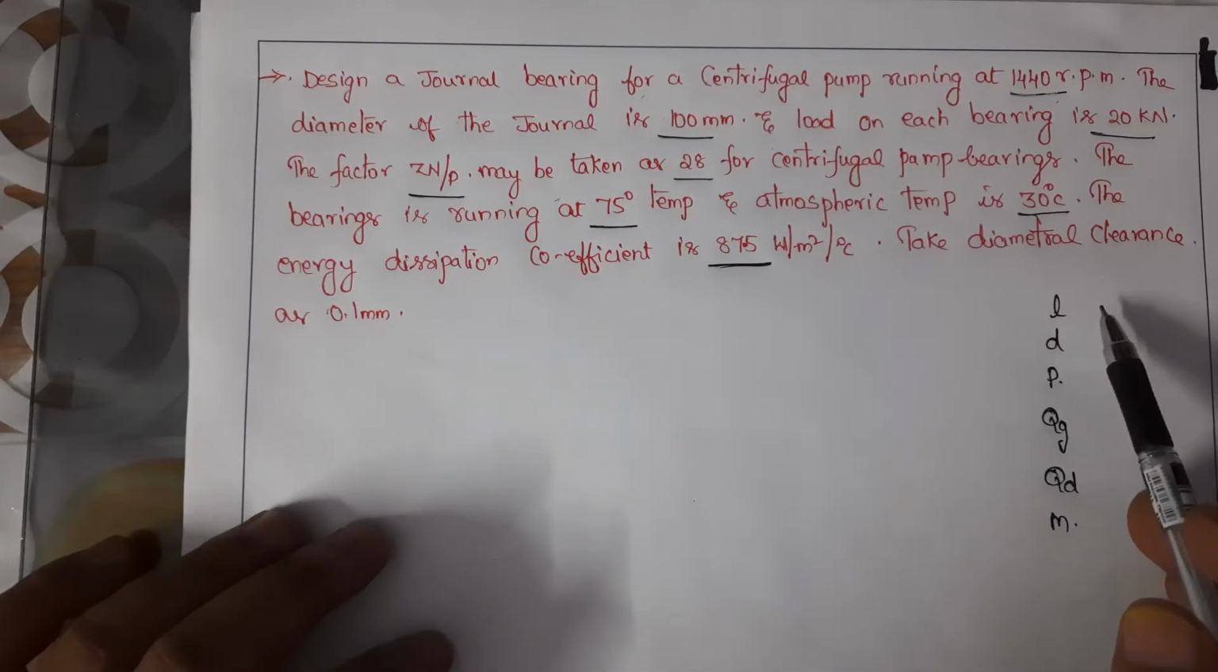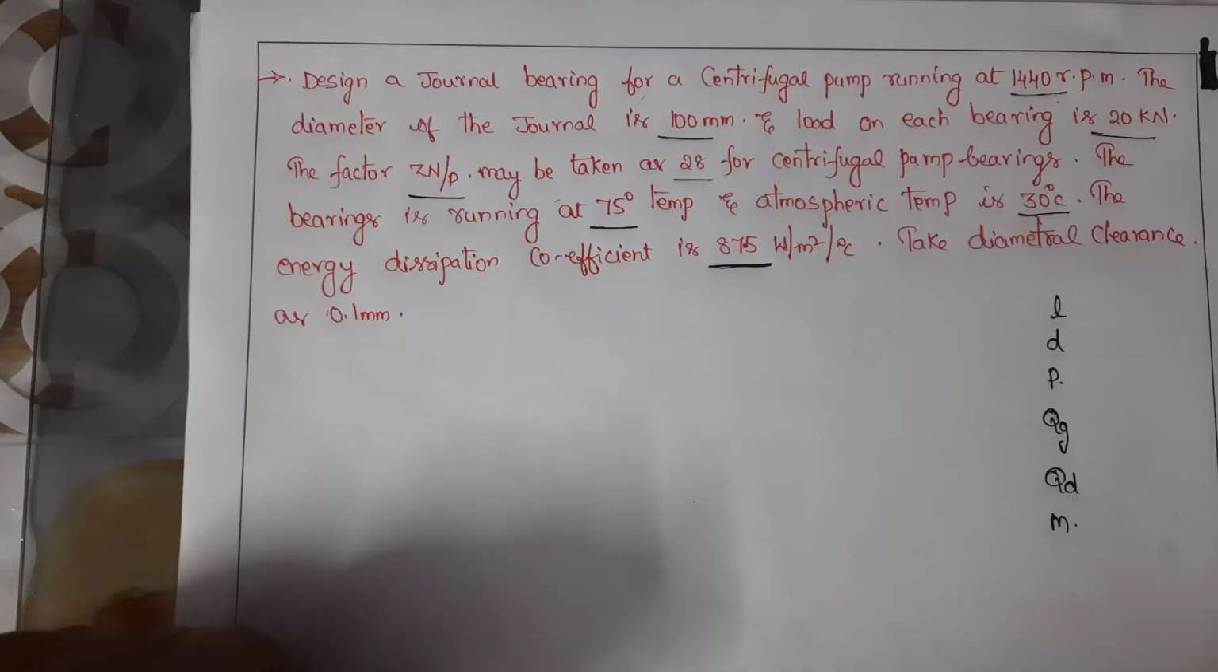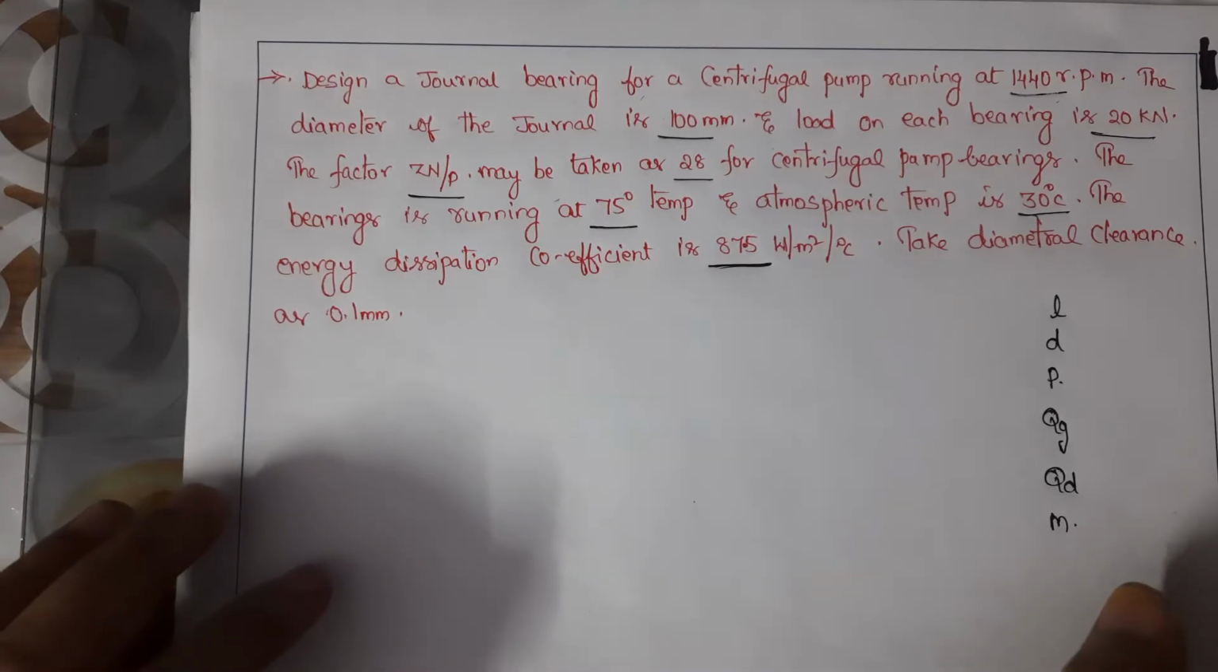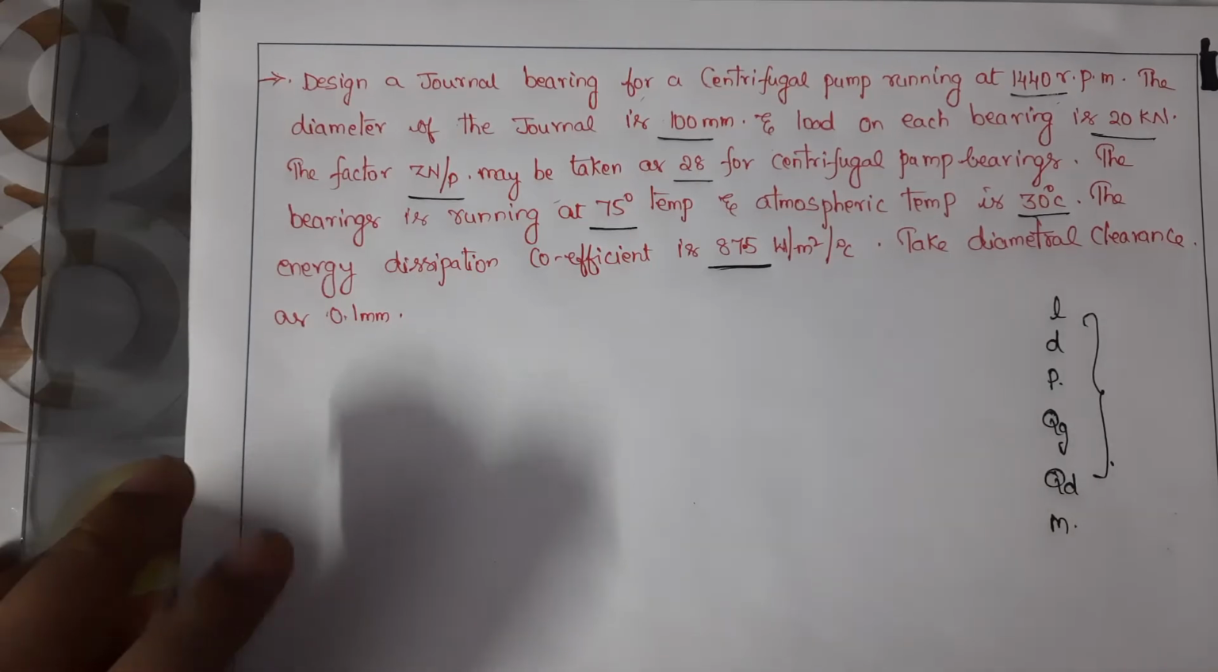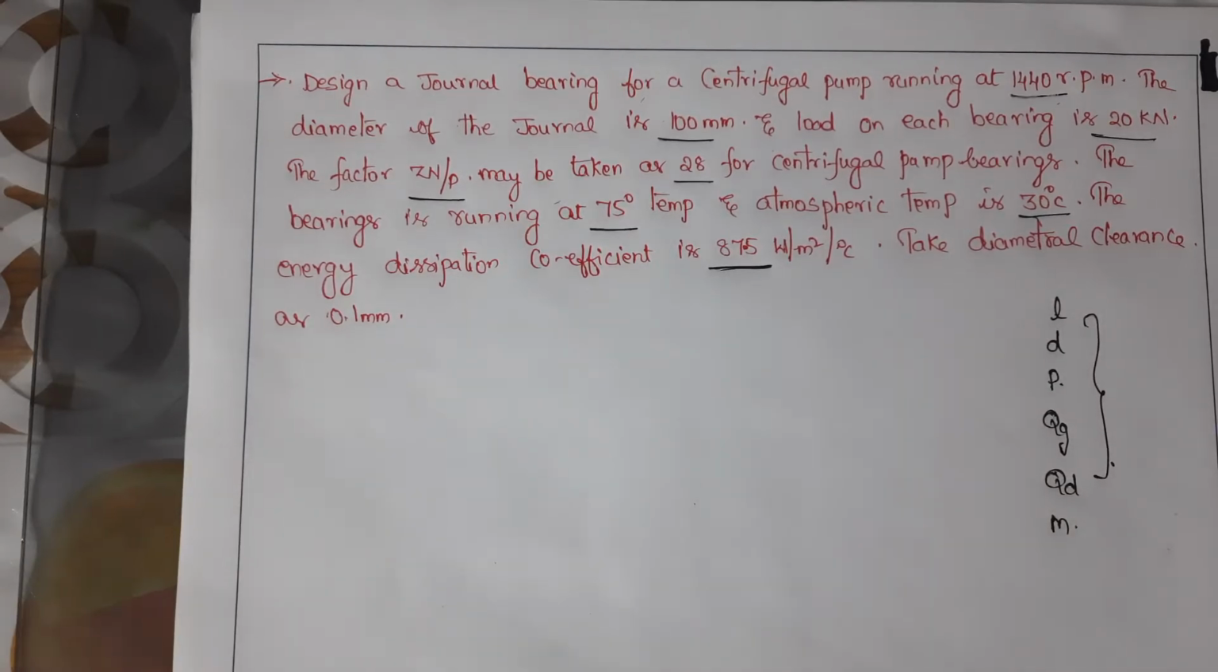If in the question he asks us to find the design of a journal bearing, you need to find all these steps. Whether he gives the required data or not, we have to find all these steps with assumed data. If in the question he doesn't mention the required data for any of the steps, you need to assume it, because we have to design a journal bearing.